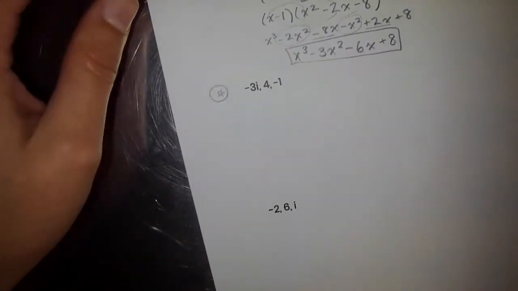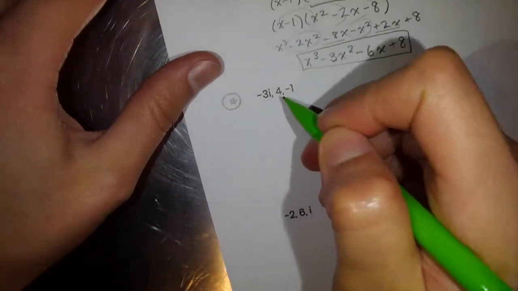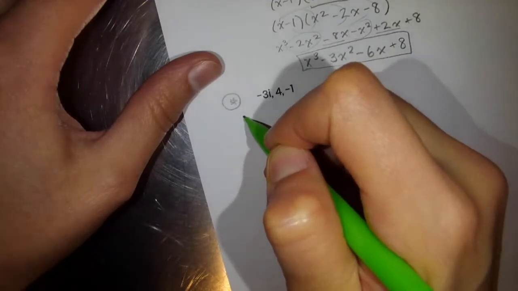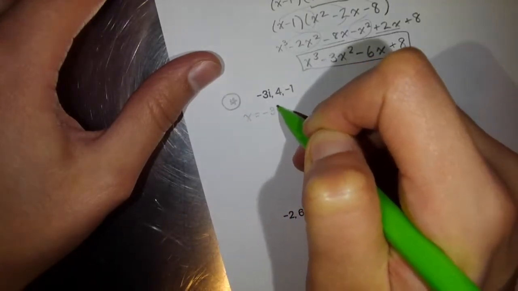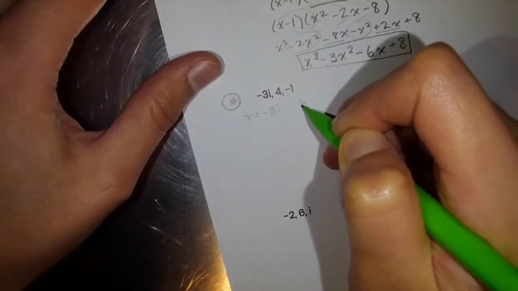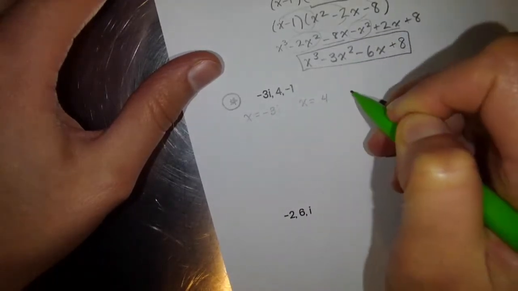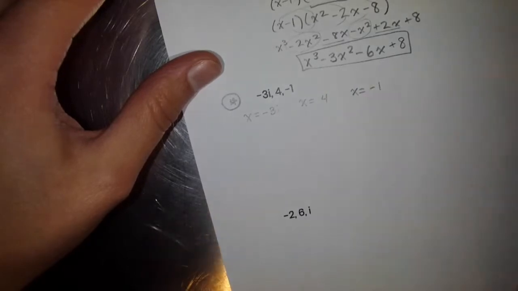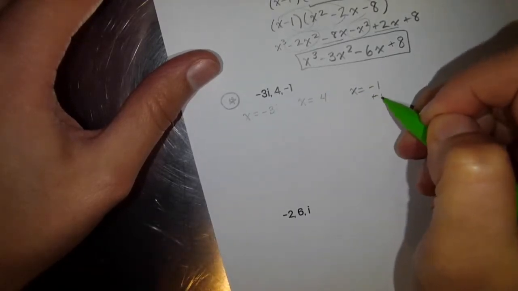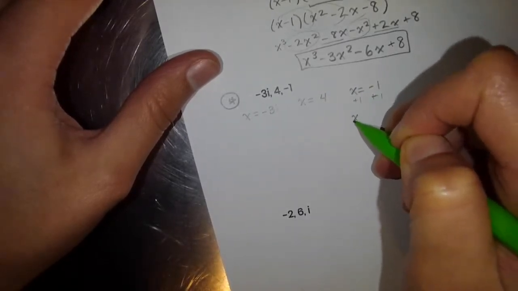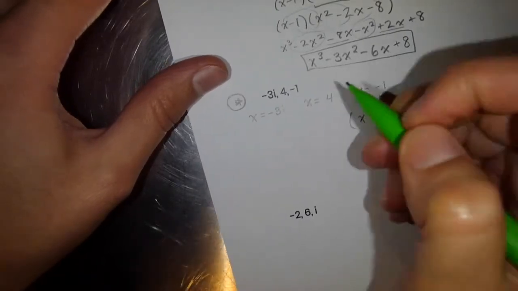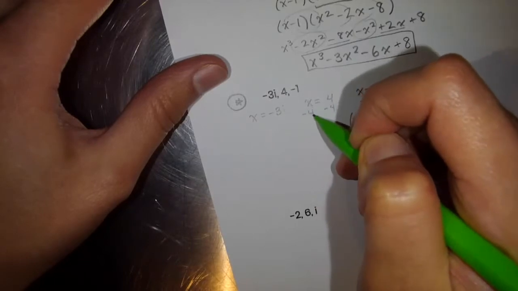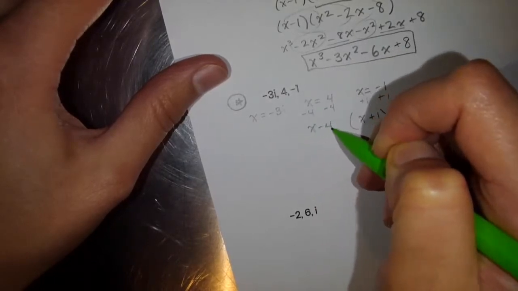All right. So for this next one, we have x equals negative 3i. We have x equals 4 and x equals negative 1. So I'm going to add 1 to both sides to get x plus 1. So that's one of the factors. Subtract 4 to get x minus 4 as the next factor.